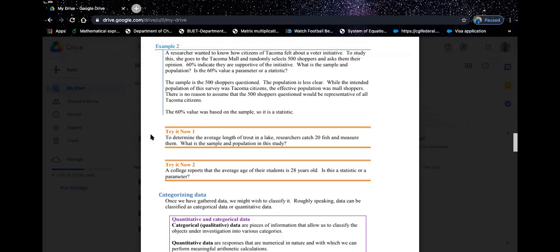All right, so yes, 20 fish is the sample. And why is that? Because in the lake, we have many more fish, right? Obviously, we expect to have more trouts in it, probably some other species of fishes as well. And from that, we're picking 20 trouts, right? So definitely, 20 fish is the sample. So what would be the entire population of this study?